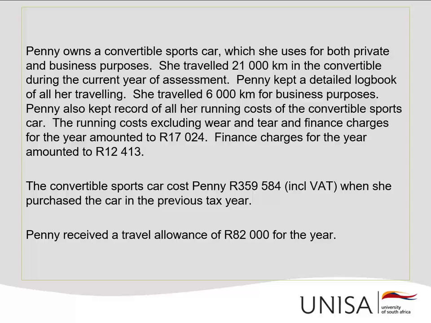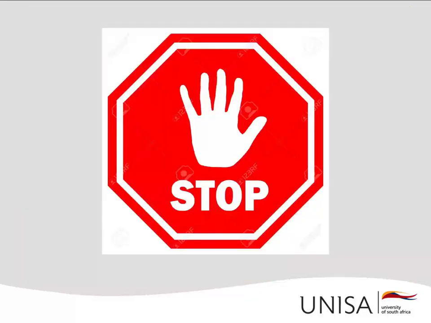She traveled a total of 21,000 kilometers during the current year of assessment, and she kept a detailed logbook of all her traveling. She traveled 6,000 kilometers for business purposes, and she also kept a record of all her running costs. And then the question tells us that the convertible sports car cost Penny 359,584 rand, including VAT, and that she received a travel allowance of 82,000 rand for the year.